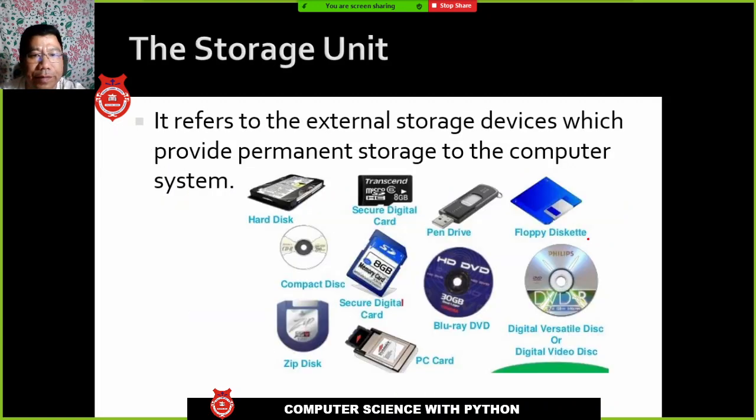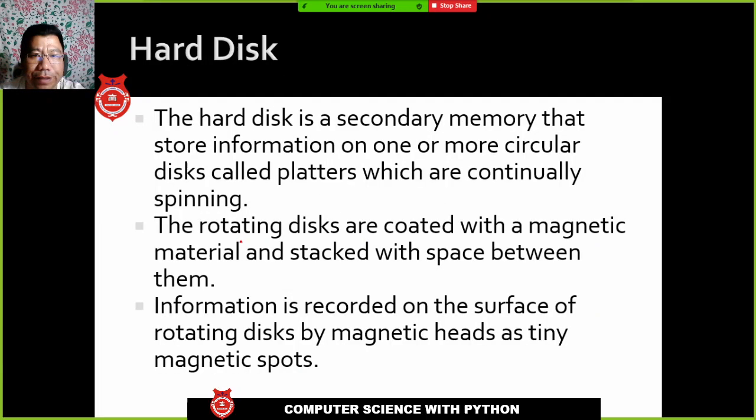All right, now let's quickly go to the storage unit. The storage unit refers to the different external or internal storage devices which are regarded as the secondary memory. They may be a hard disk, which is fitted inside your computer, or an external hard disk which is outside your computer, or memory cards. It may be CD-ROM, DVD-ROM, BD-ROM, etc. These are the different storage devices.